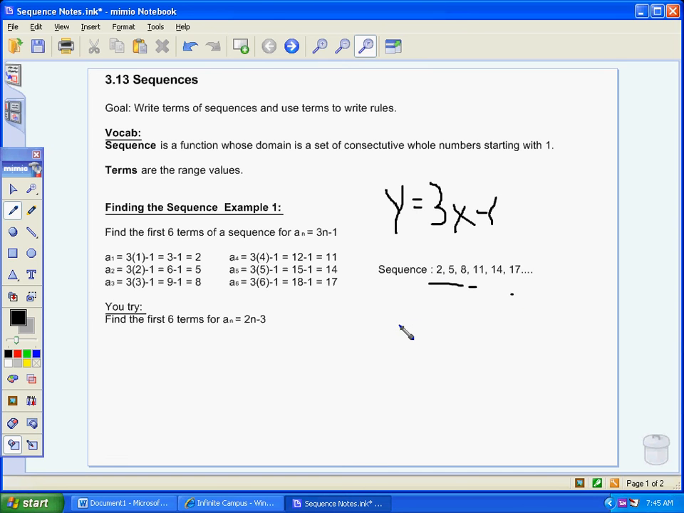Now, the way to check your sequence is if you look at 2 and 5, your difference is 3. 5 and 8, your difference is 3. 8 and 11, your difference is 3. And that's what your leading coefficient was right here. So that's an easy way to check this. So again, when I want you to find your first 6 terms, you plug in 1 and get an answer, plug in 2, get an answer, plug in 3 and get an answer, and so on. Okay, that's how you would write the first 6 terms of this sequence.